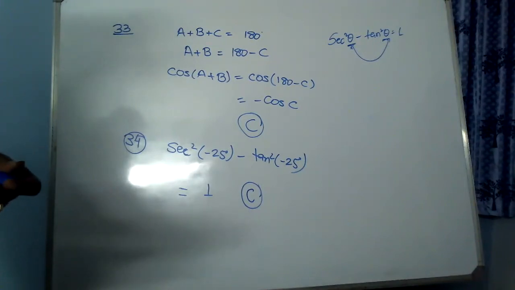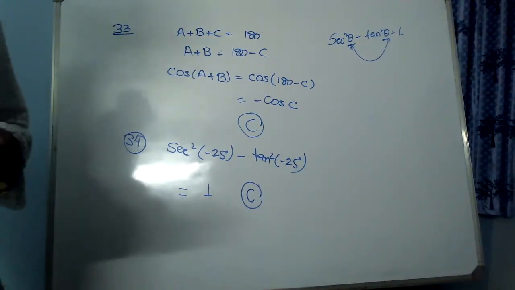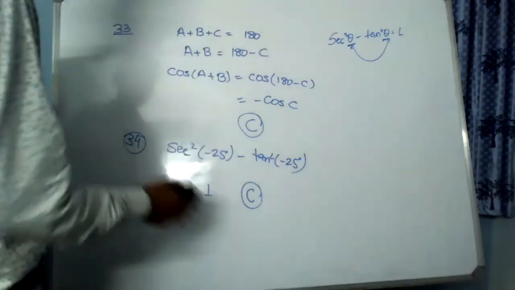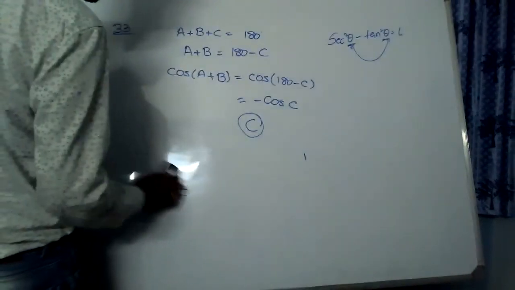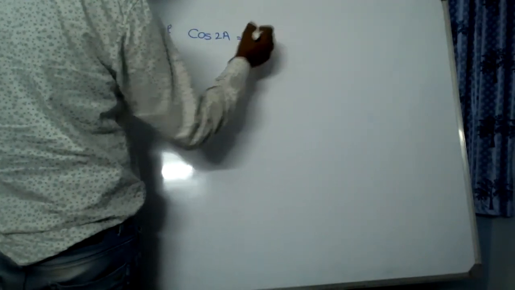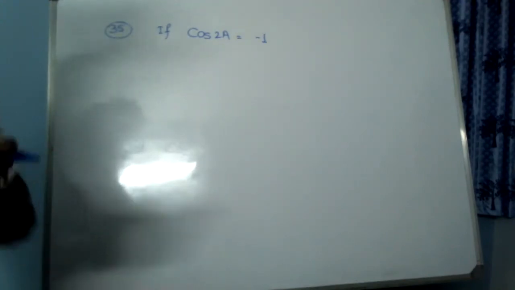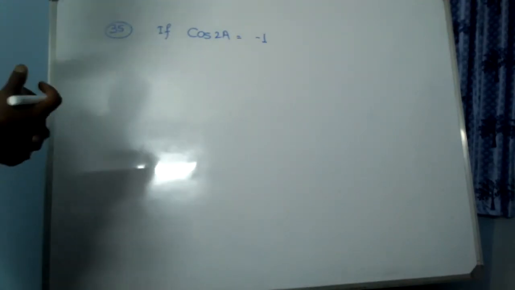If cos 2a equal to minus 1, then sin A is equal to what? In this you can apply the same formula which I have told you at the beginning of the class. Question number 35. If cos 2a equal to minus 1, then they're asking what will be the value of sin A.